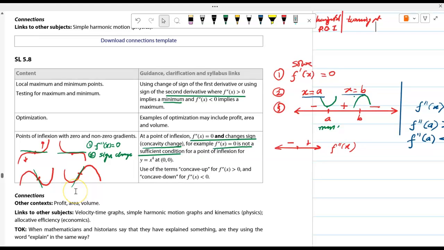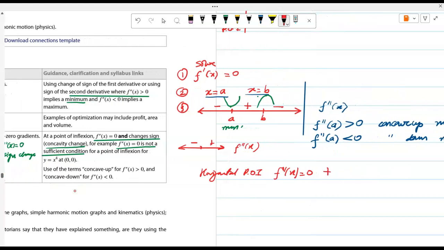If it's a horizontal point of inflection, your second order derivative will be 0, plus there will be a sign change for the second order derivative, plus your first order derivative will be 0 at that point.